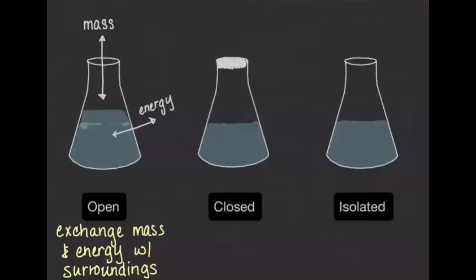Putting a lid on the top of it means that it is no longer free to exchange mass with the surroundings. So whatever we have inside of this container is not going to come out. So it cannot exchange mass anymore, but it is still free to exchange energy with the surroundings. As we talked about with the open system, this means that we can heat the closed system up by putting a Bunsen burner underneath it or setting it onto a hot plate.